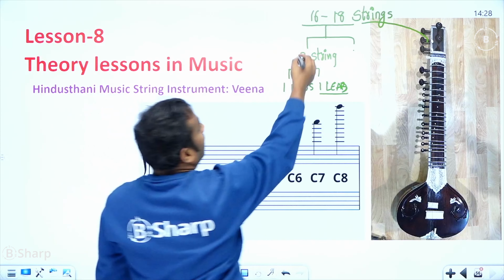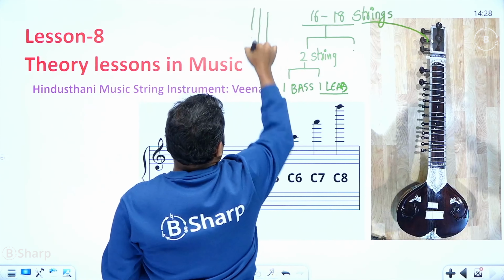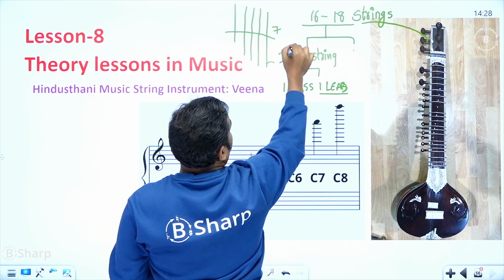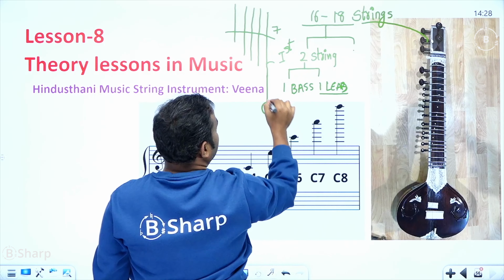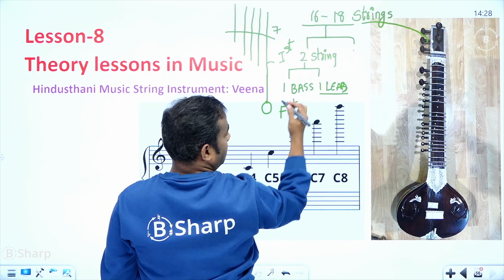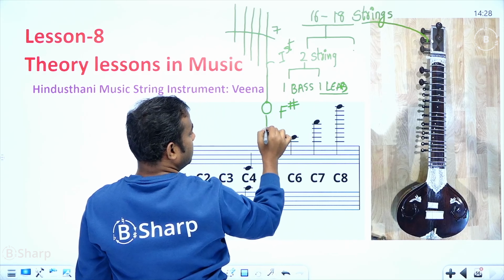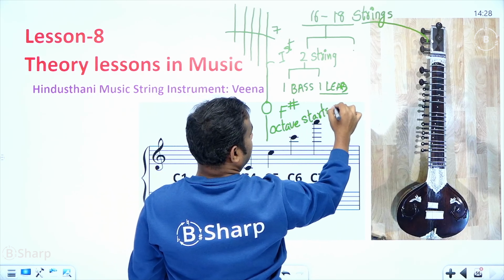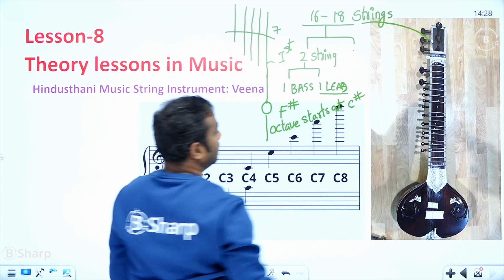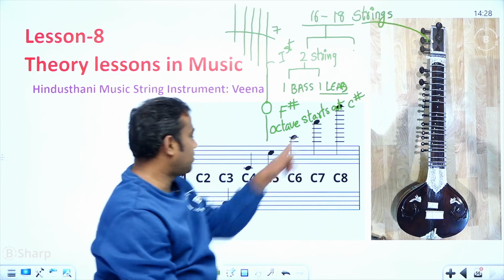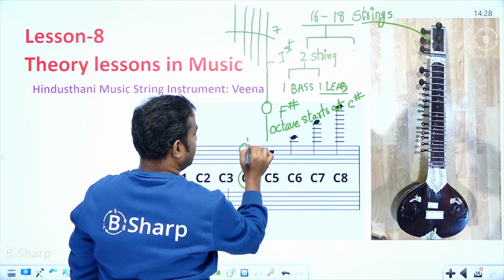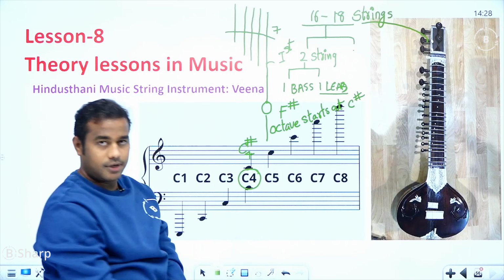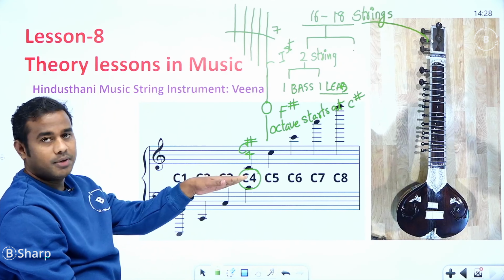So in this there are so many strings, right? 1, 2, 3, 4, 5. So totally 7 strings will be here. In the first string, the open string is F sharp, and the octave starts at C sharp. So we have to start with the C sharp here, not with the C4. This C sharp is usually somewhere around C sharp 4 itself. So that's the mid octave for this instrument.